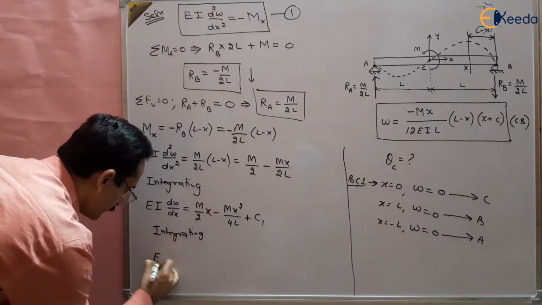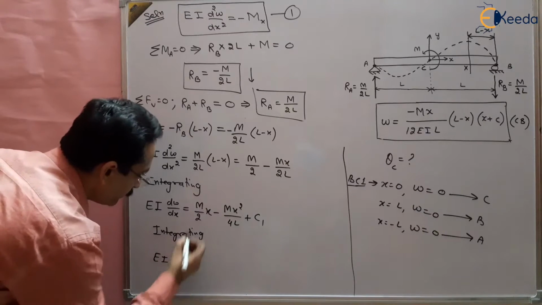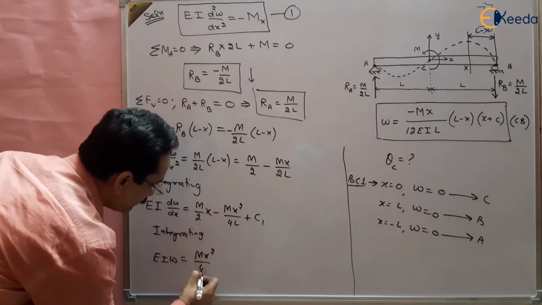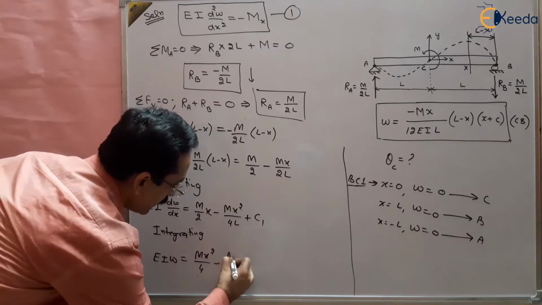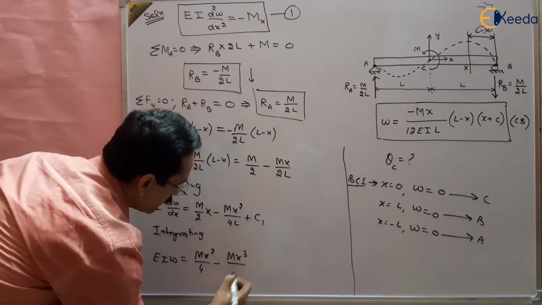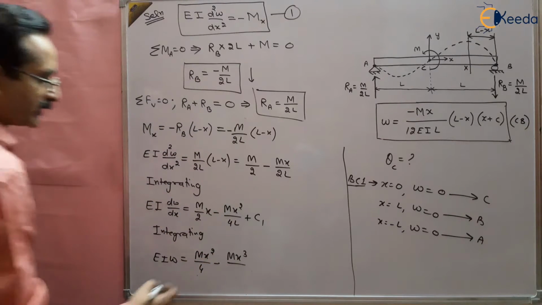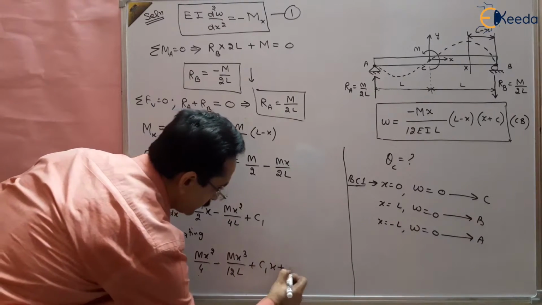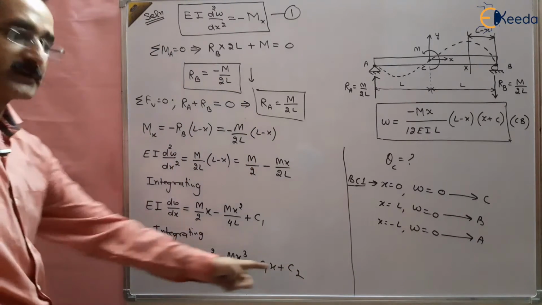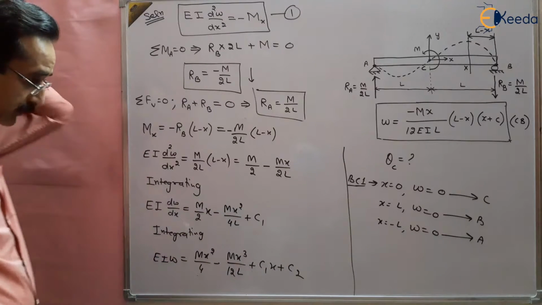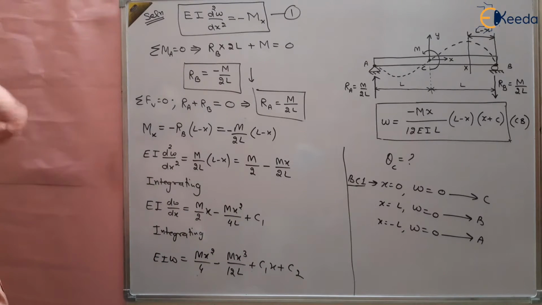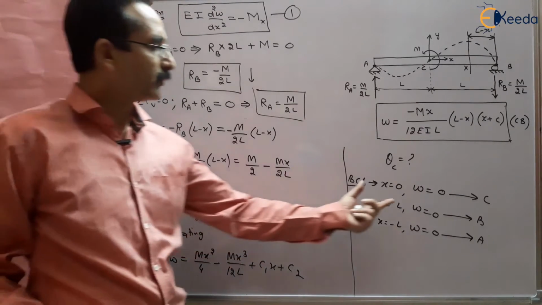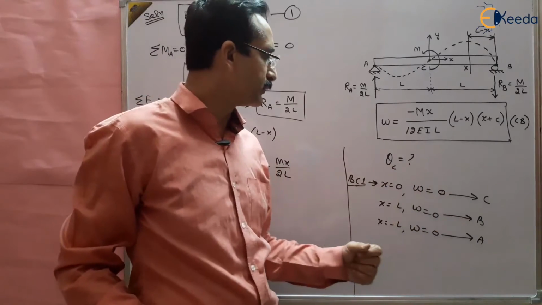So we will get EI w will be equal to, again integrating it, mx square by 4 minus mx cube, integration of x square is x cube by 3, that is 12l, plus c1x plus c2. So this is the deflection equation, this is the slope equation. Now we want to find out the unknowns c1 and c2. We have the boundary condition that x is equal to 0, w is equal to 0.